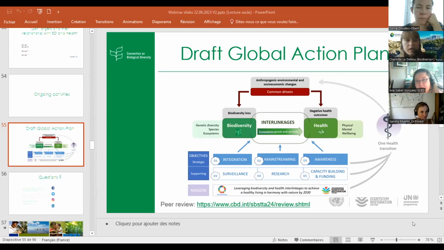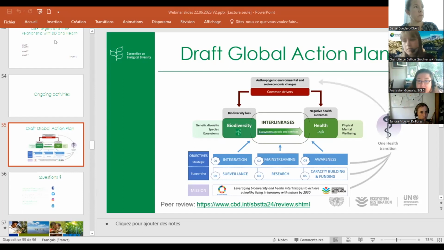So would you say scientists in the past raised awareness and led to, for example, the draft global action plan, which is now being drafted within the CBD? So did scientists play a role in raising awareness about the linkages between health and biodiversity?